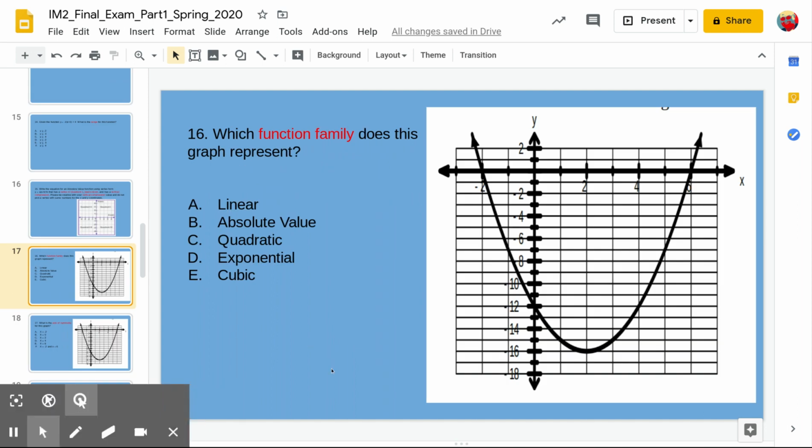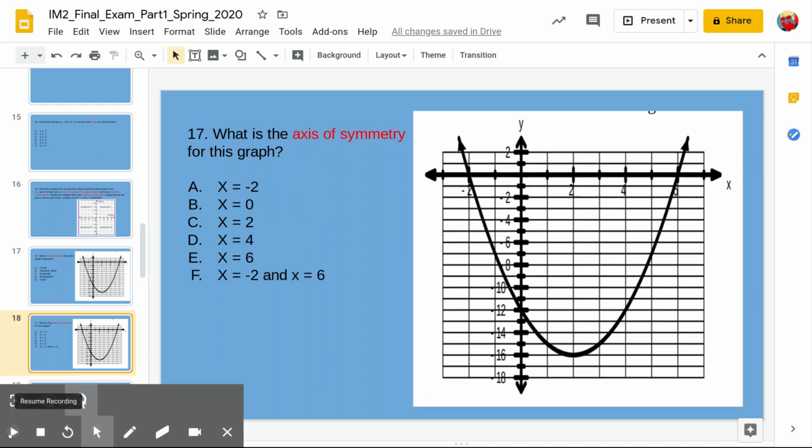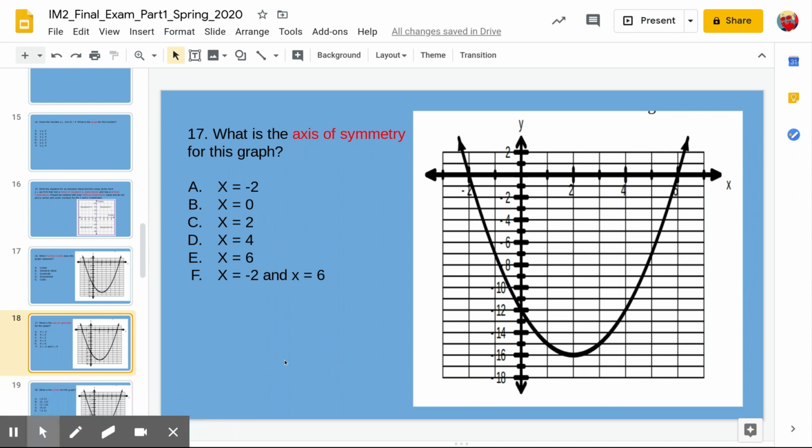Question 16. Which function family does this graph represent? A, linear, B, absolute value, C, quadratic, D, exponential, E, cubic. What is the axis of symmetry for this graph? A, x equals -2, B, x equals 0, C, x equals 2, D, x equals 4, E, x equals 6, F, x equals -2, and x equals 6.